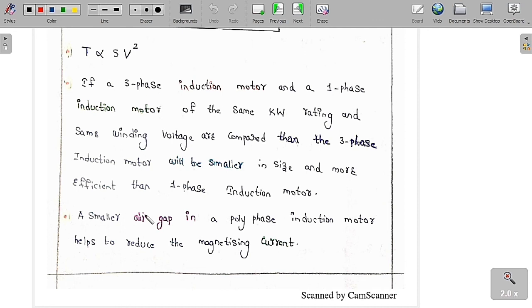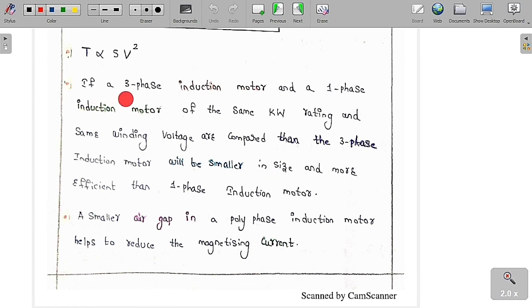That is the reason in all industrial purposes we use a three-phase rather than a single-phase induction motor. If a three-phase induction motor and a single-phase induction motor of the same kilowatt rating and the same winding voltage are compared, then the three-phase induction motor will be smaller in size and more efficient than a single-phase induction motor.